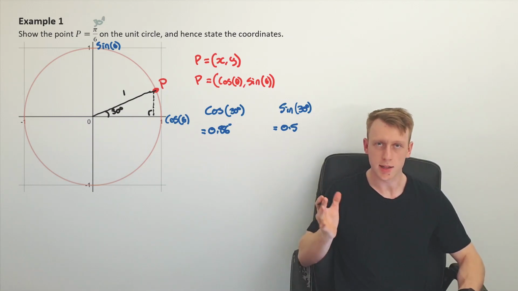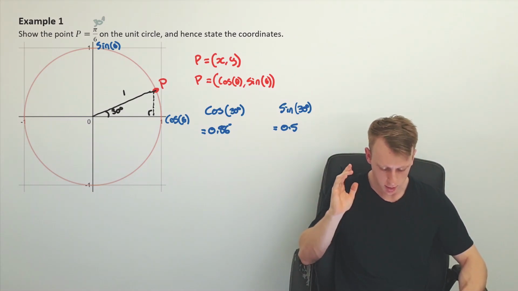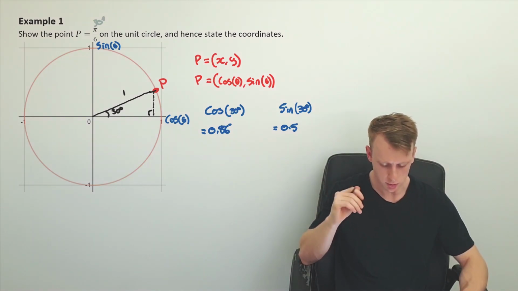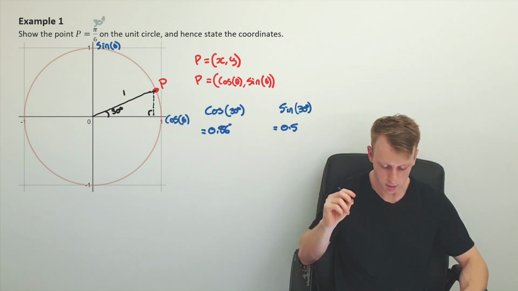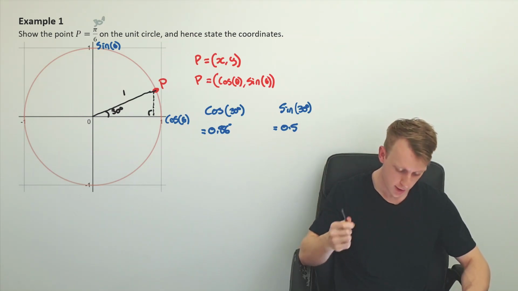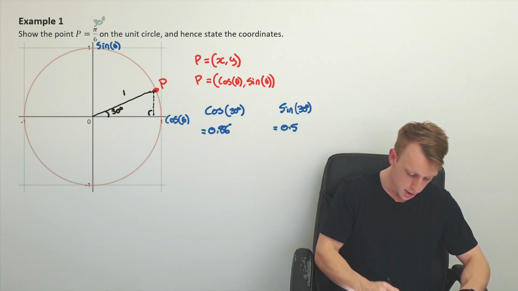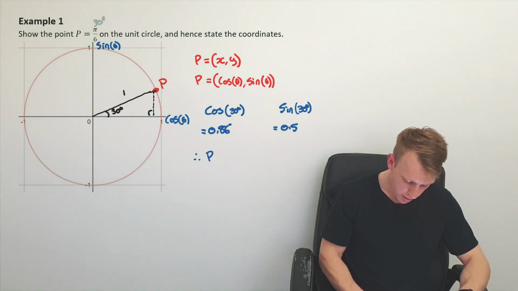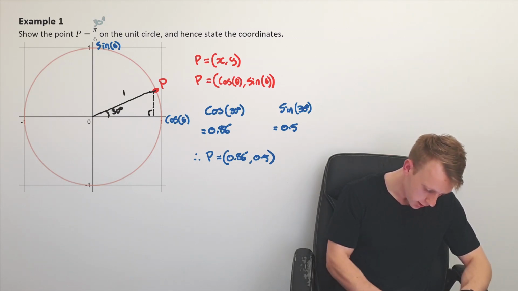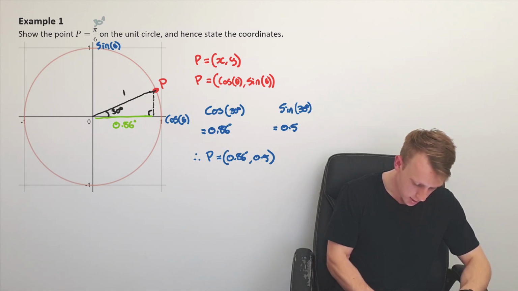And so if you were to plug these into your calculator, you get cos of 30 degrees is 0.86 recurring, and sine of 30 degrees is 0.5. Exactly, it's exactly a half. So therefore, the coordinate point P is at (0.86 recurring, 0.5). I guess in other language, it goes along 0.86 units here and a half here.